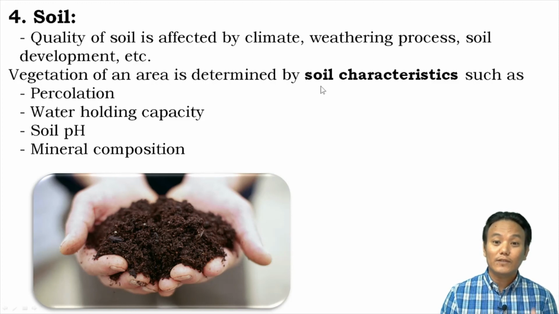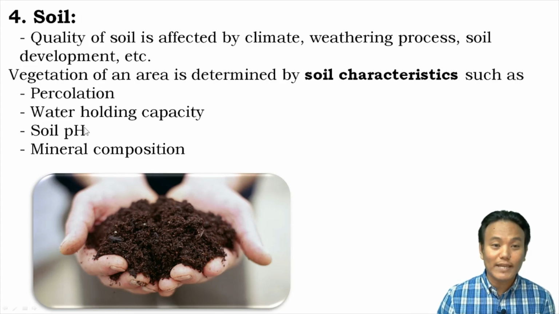The characteristics of the soil found in an area determine the vegetation which grows in that area, and it indirectly determines the animals found there, because the vegetation of that area will determine what kind of animals will be supported. So soil characteristics become an important factor in the composition of plants as well as animals of that area. So what are those soil characteristics? We have certain soil characteristics such as percolation rate, water holding capacity, soil pH, and mineral composition.